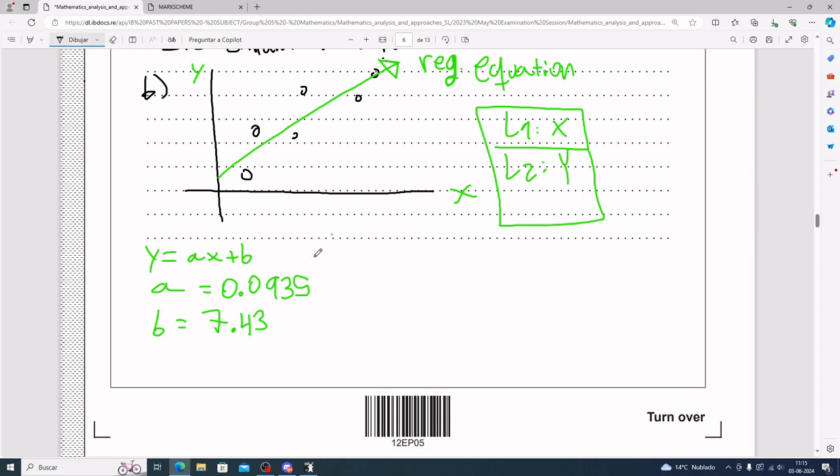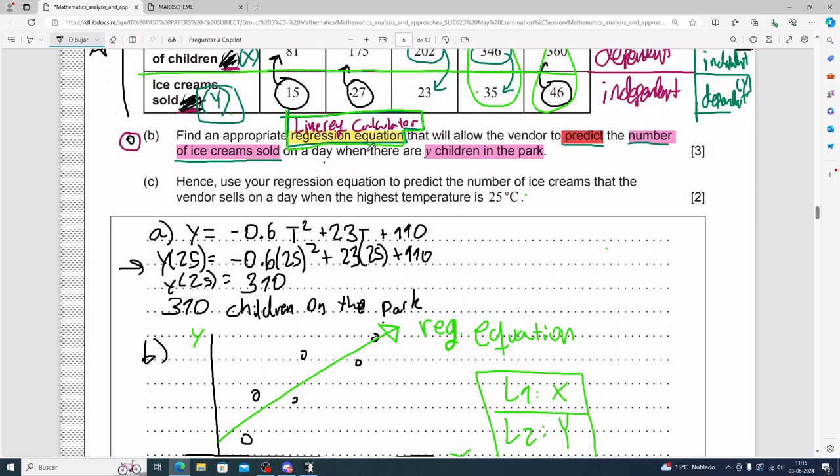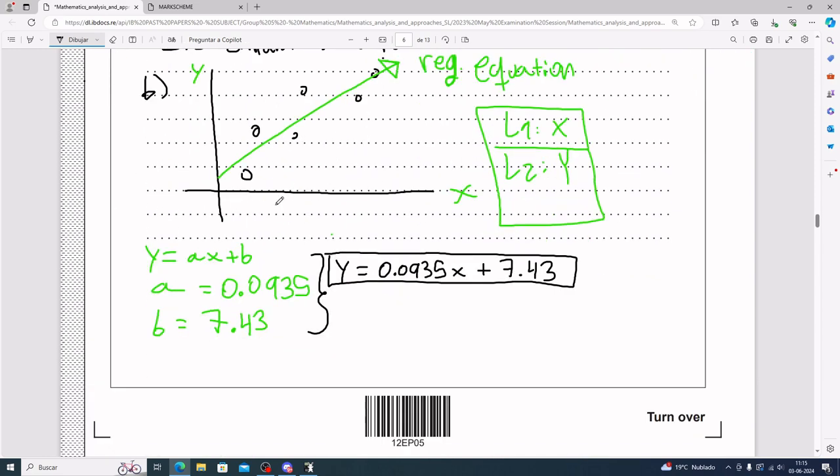And what this is telling you is that if you plug in A and plug in B, you end up with y equals 0.0935x plus 7.43. Right, so this is much more similar to what we wanted as a regression equation. You just plug in A, plug in B into this right here, and there is your equation.